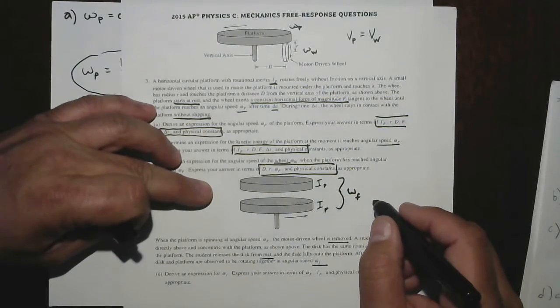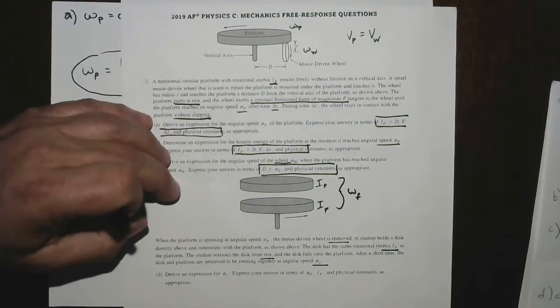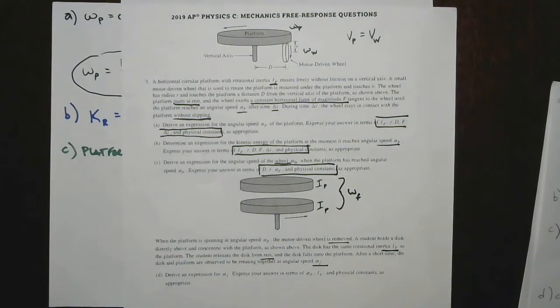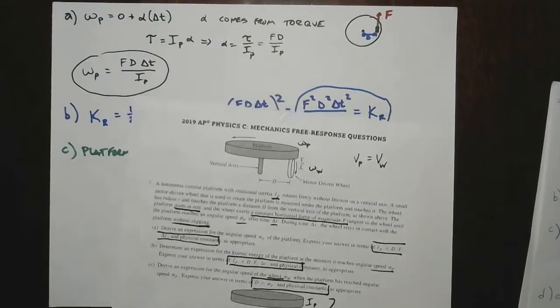So this is kind of like the ice skater situation in the sense that she had her arms out. She had one moment of inertia, she brought them in and had a smaller moment of inertia, and suddenly she sped up. This is the opposite thing. This is where we're going to add moment of inertia, so the thing's going to slow down.